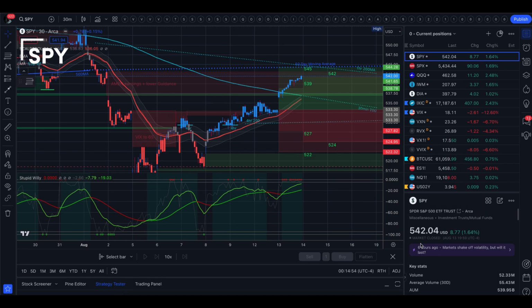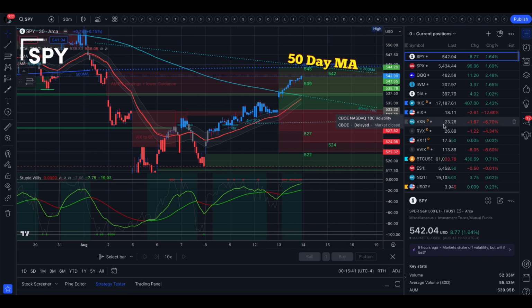So I had the implied move at 542. We closed right above that at 542.04. So we did close out a big portion of this down gap from Amazon earnings. That was last Thursday. And we closed with a little bit of that gap left and just underneath the 50-day moving average.